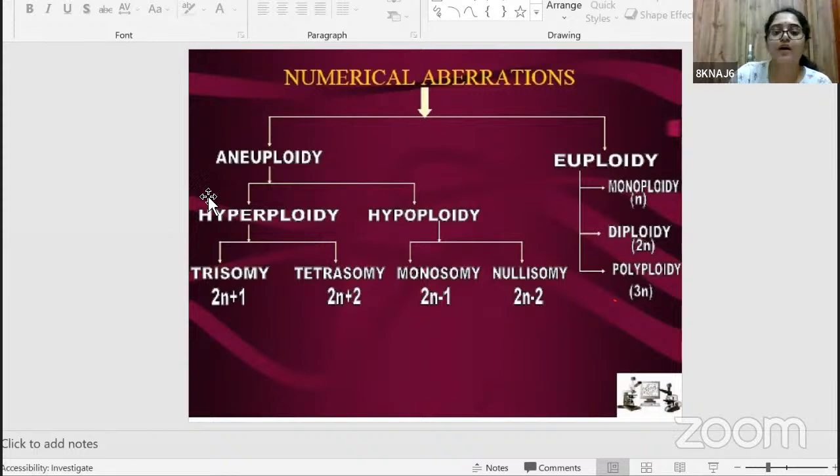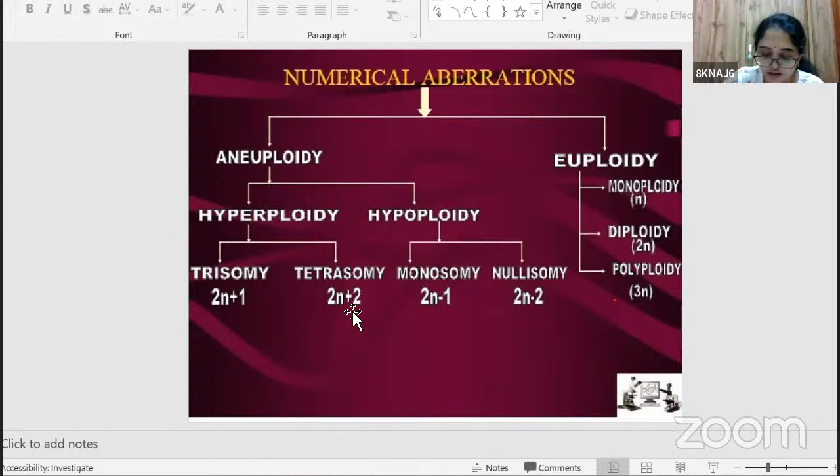The most common form of aneuploidy is hyperploidy, wherein you have trisomy, that is 2n equal to 46 plus 1, so you have 47. Or tetrasomy, which is 2n equal to 46 plus 2, that is 48. Over here, most trisomy fetuses are usually spontaneously aborted.